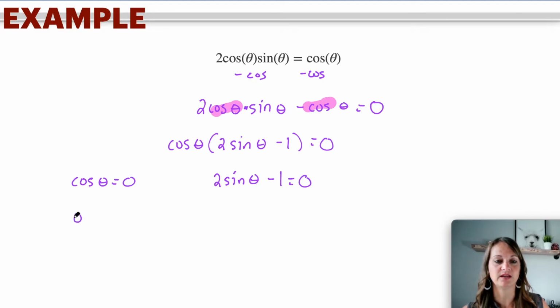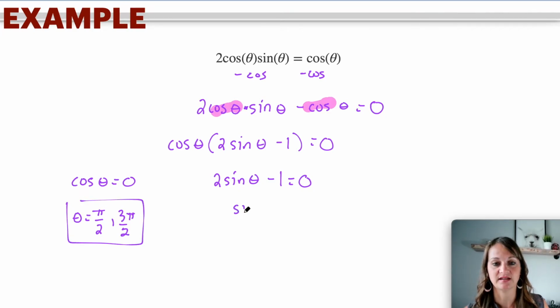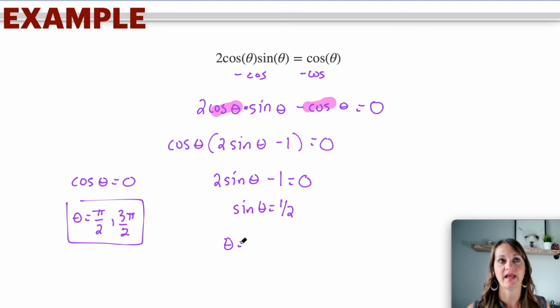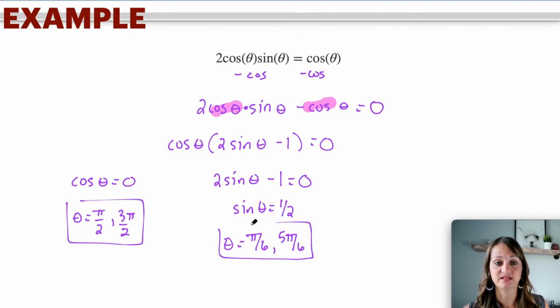So first over here, where is cosine, your x value? Where's your x value 0? That happens at pi over 2, and that happens at 3 pi over 2. So that is your first set of answers. Now you've got to do this set. To solve for sine, you are going to have to add 1 and divide by 2. And so where is sine 1/2? Sine is 1/2 at pi over 6 and at 5 pi over 6. And so in this case, you actually have 4 different answers again.